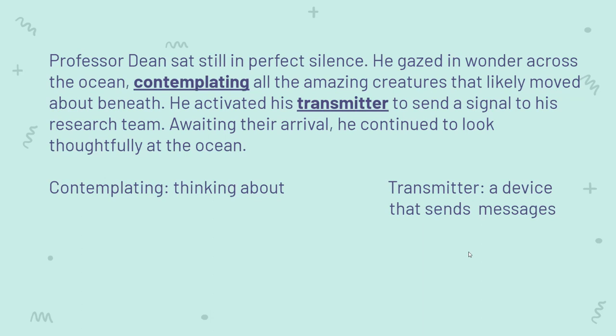One thing you can do is when you're seeing clues, when you're answering questions, you can plug those back in. So I can read that sentence: he gazed in wonder across the ocean, thinking about all the amazing creatures that likely moved about beneath. So that is another strategy you can use when you're trying to figure out the meaning of words.